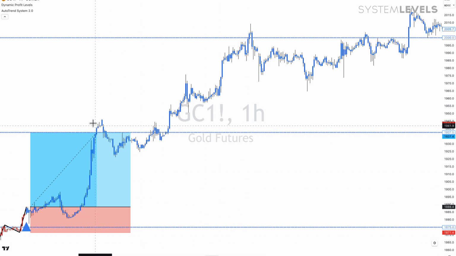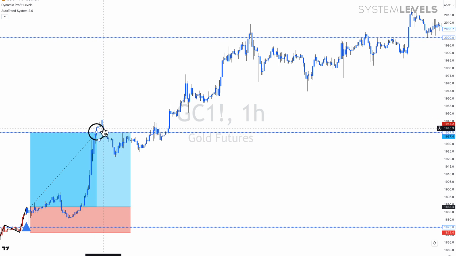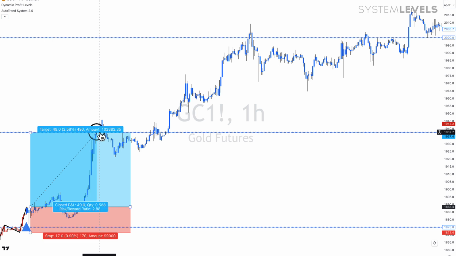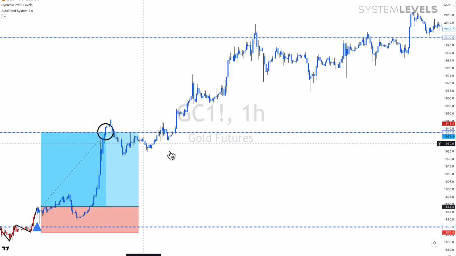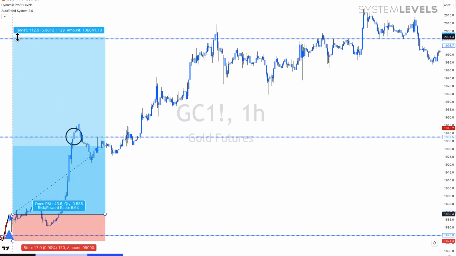So I will be taking my profits. I would be selling half of my position as soon as price hits my first profit target. So if I bought 10 contracts, I would be selling 5 of those contracts to lock in profit on half of my position. And then I let the trade run for the next profit level target, which is the very next dynamic profit level, right?